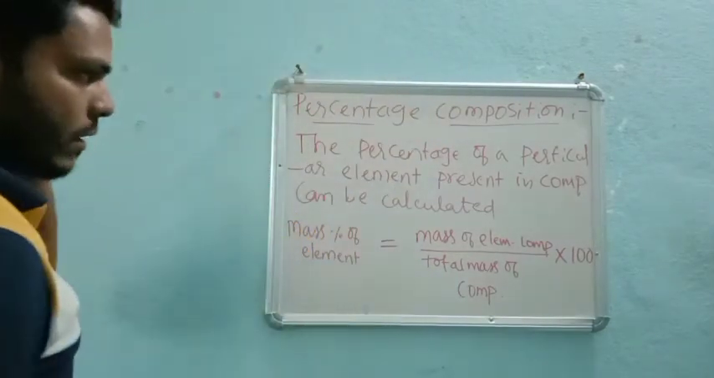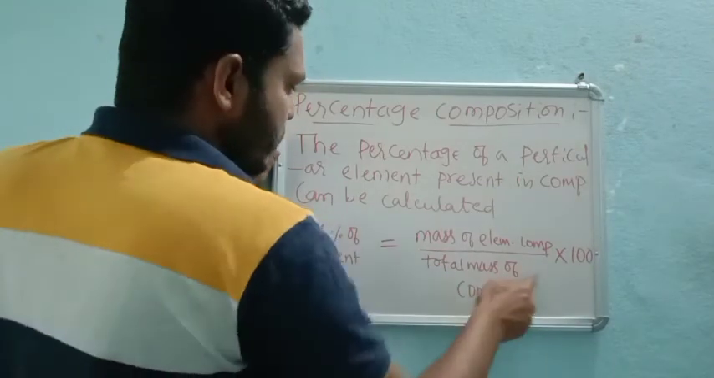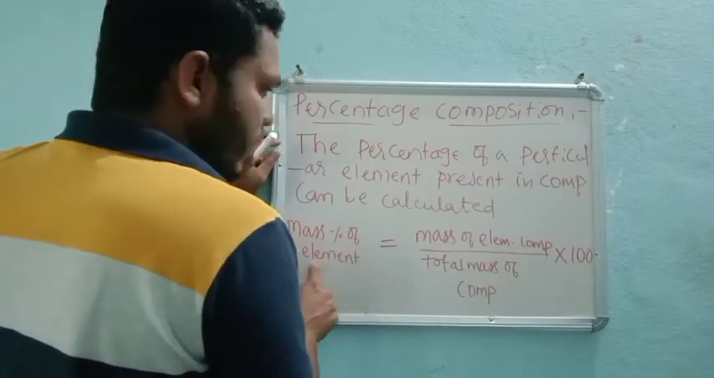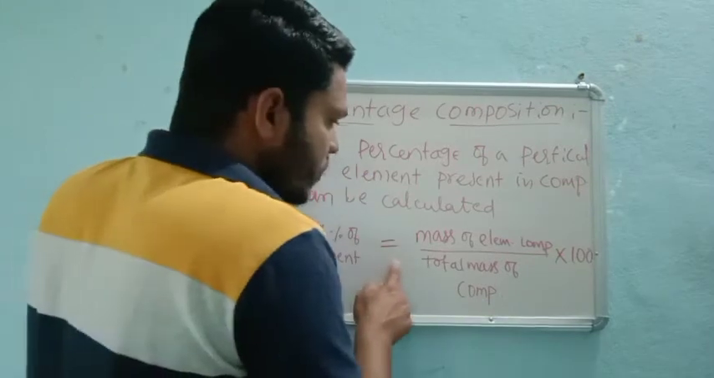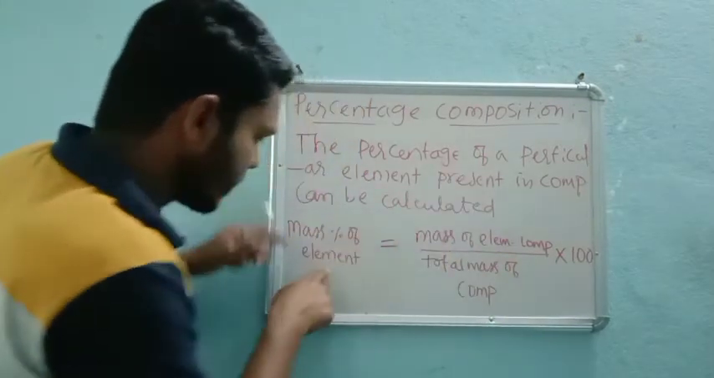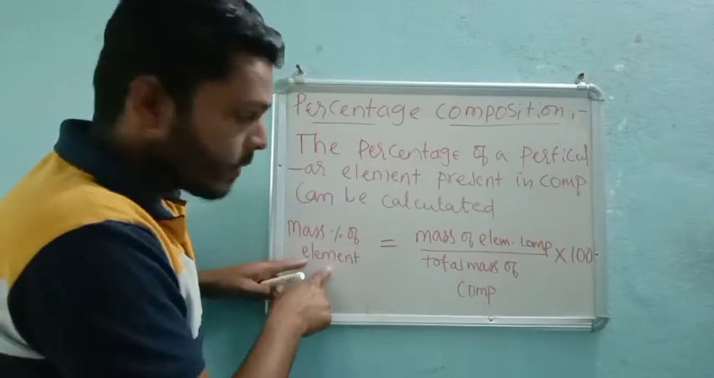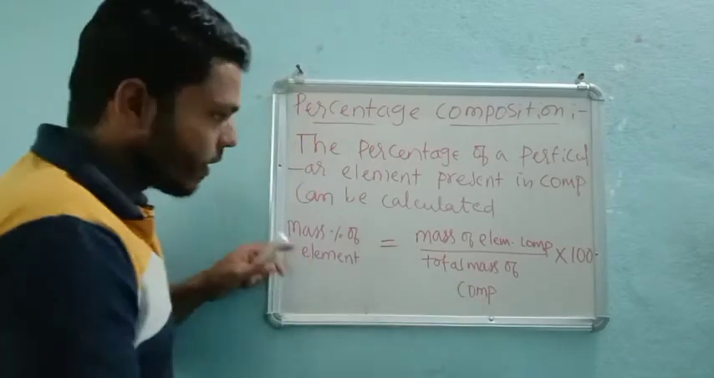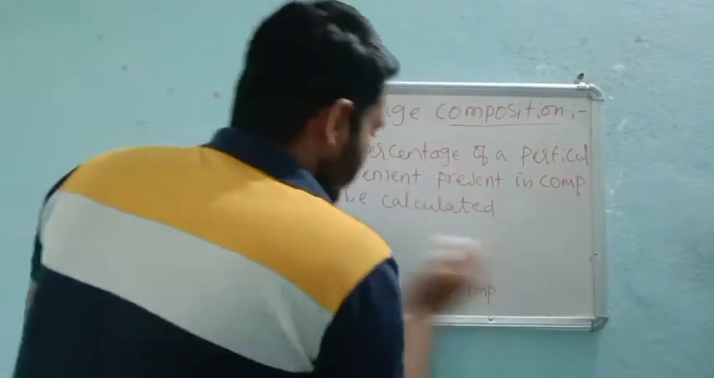See here, just you need to remember this, very important: mass percent of a particular element is equal to mass of the element in that particular compound divided by total mass of the compound.